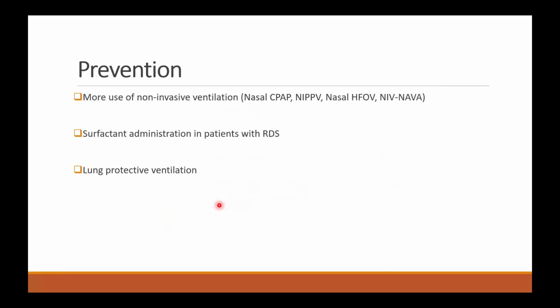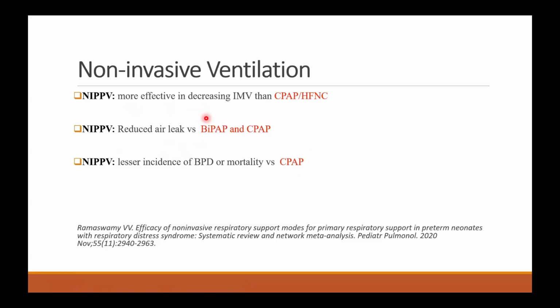So how can we prevent this? In this whole lecture series, so many things have already been discussed. So I would be discussing these three things: more use of non-invasive ventilation, surfactant administration, and lung protective ventilation in very brief, and mainly I would be covering early weaning and extubation, and its role in preventing ventilation induced lung injury. So more use of non-invasive ventilation is definitely an important strategy that would help us in preventing ventilation induced lung injury.